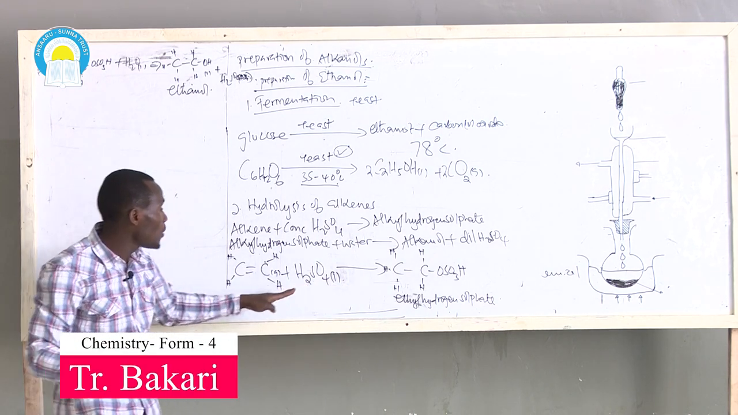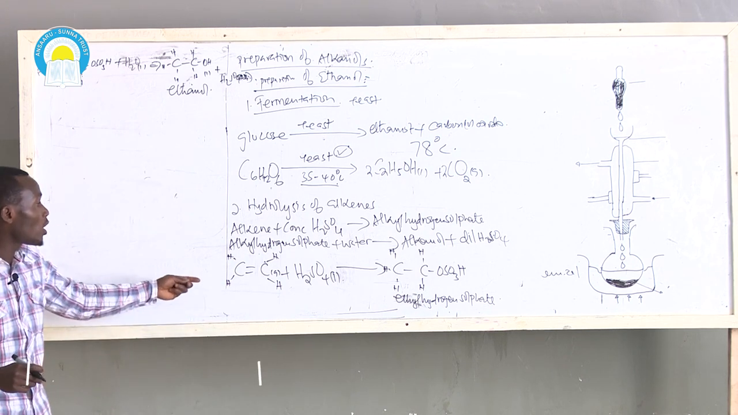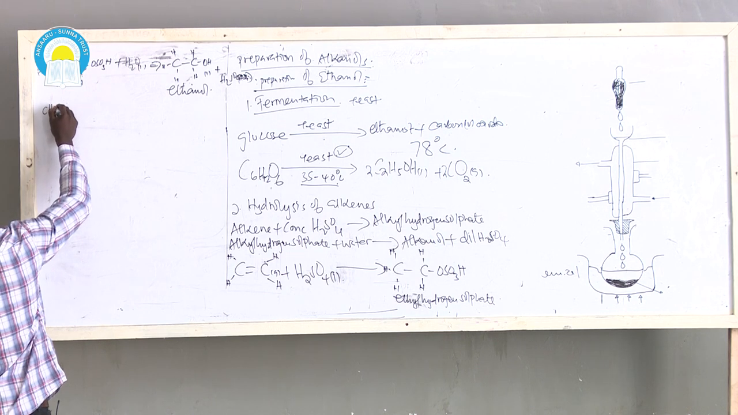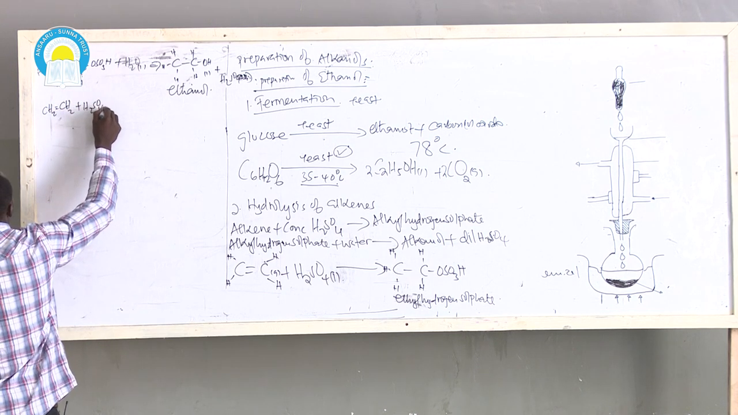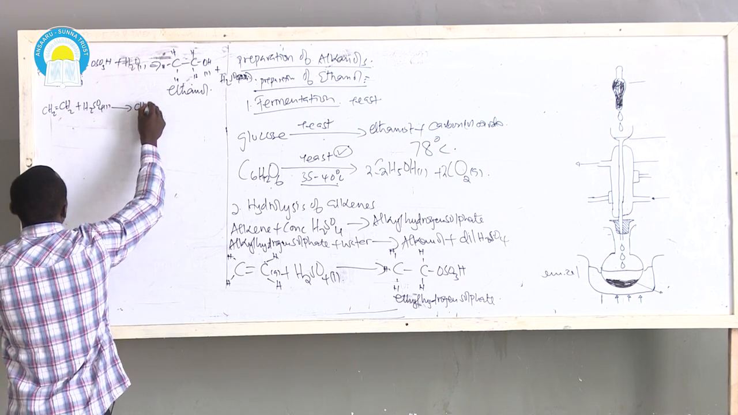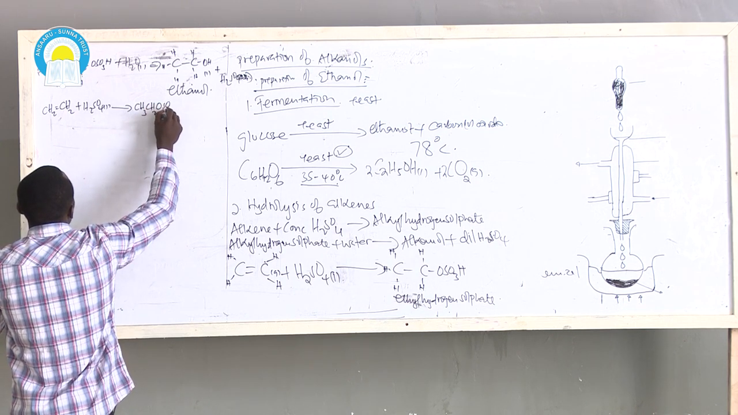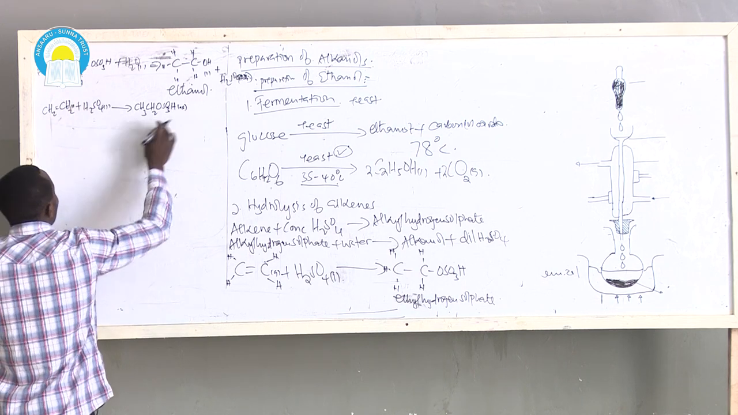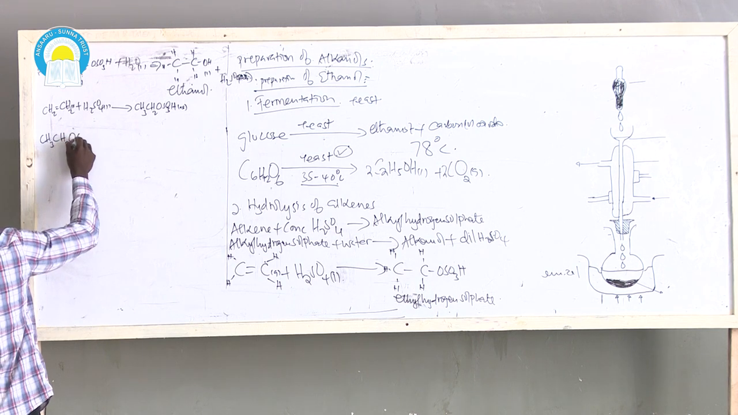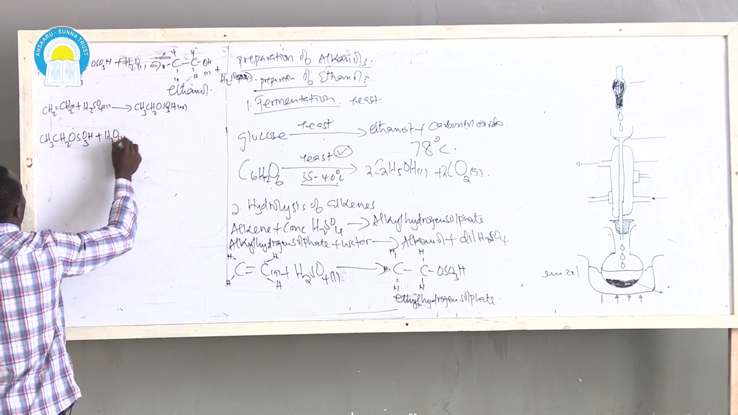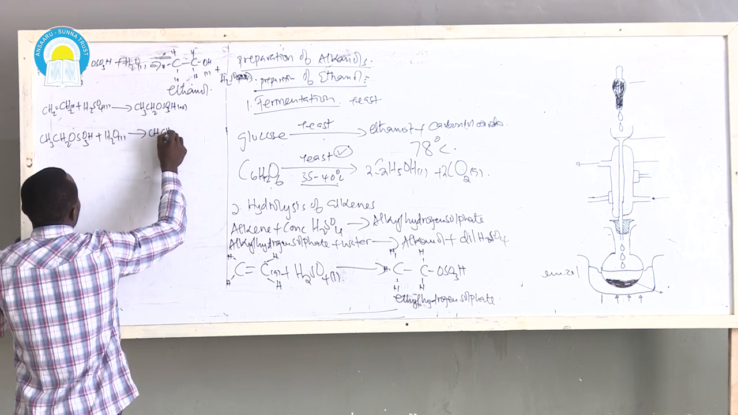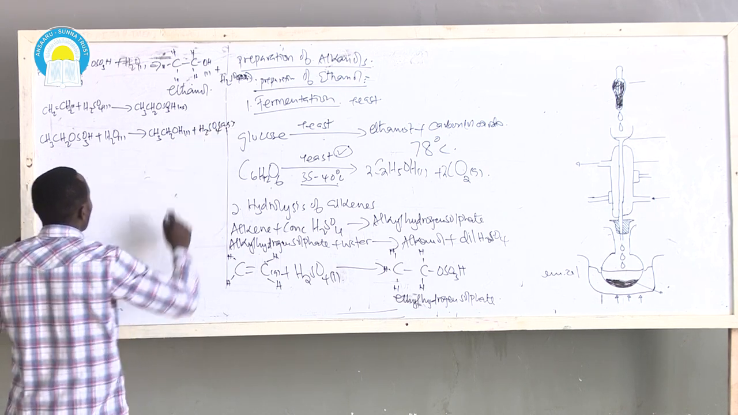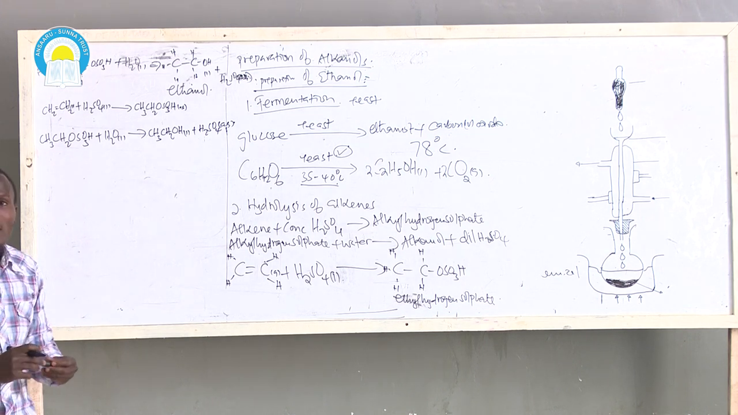I've used open structural formulae when writing the chemical equation, which you can also still write using condensed structural formula. Using condensed structural formula, we have CH2=CH2 plus H2SO4 liquid, giving us CH3CH2OSO3H aqueous. This one is liquid, this is gas. So we take this one here, CH3CH2OSO3H plus H2O liquid, giving us CH3CH2OH liquid plus H2SO4 aqueous. So this one is condensed structural formula when writing that chemical equation.